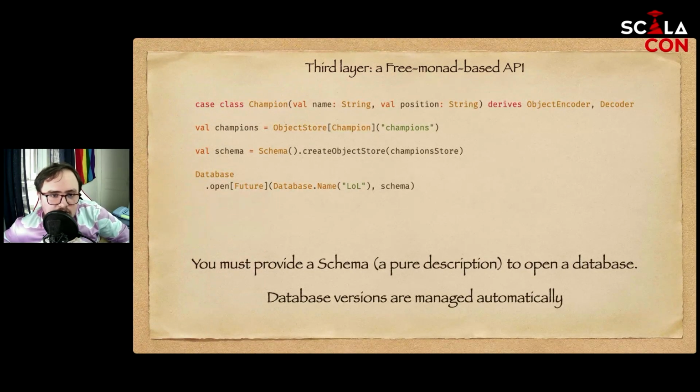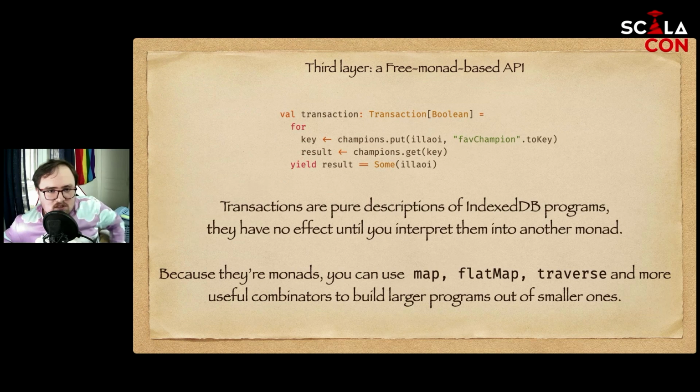The idea of that free monad-based API, I'm sorry, I'm skipping this bit about the object stores management because it's not that important. The most important idea of that free monad-based API is that transactions are pure descriptions of IndexedDB programs. Transactions themselves have absolutely no effect until you interpret them into another monad, typically Future or IO. And because they're monads, you can use map and flatMap and traverse, and more useful combinators to build larger programs out of smaller ones.